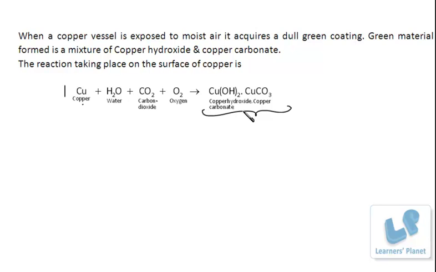You must have heard about pitambari, which is used to remove this compound formed on the surface. Or a small amount of tamarind can also remove this material. If it is scrubbed with tamarind, that can also remove this material. So this is what corrosion or rusting is.